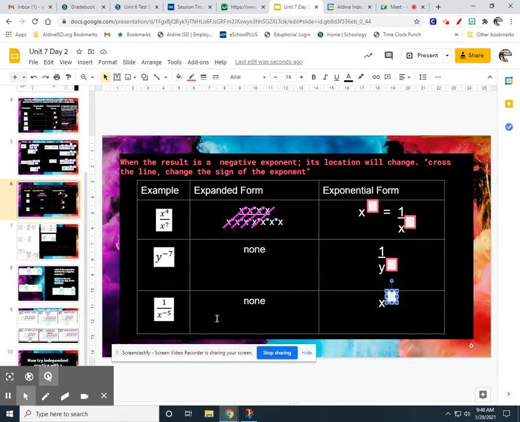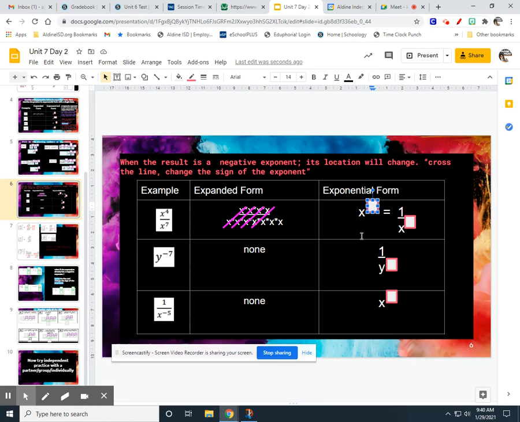Okay, here's the last one. When the result is a negative exponent, its location will change. You cross the line and change the sign of the exponent. So here's an example of you performing the quotient rule where you're going to end up having to subtract. Well, I went ahead and did it in expanded form, and I showed you that the x's are staying at the bottom.